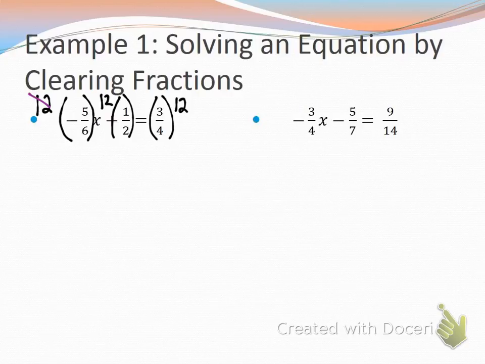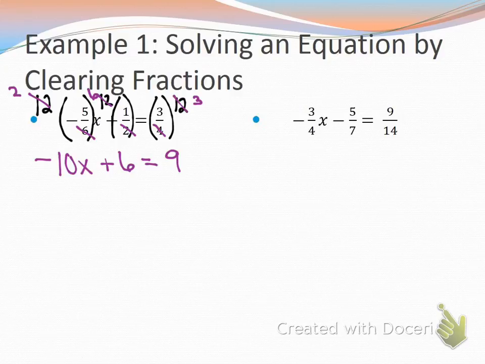So when I cross reduce 12 and 6, what does the 12 become? A 2. Now I want you to cross reduce the other two fractions. So when I cross reduce 12 and 2, what does the 12 become? 6, and then a 4 and a 12 becomes a 3. So now 2 times negative 5 is negative 10x. 6 times 1 is 6, and 3 times 3 is 9.